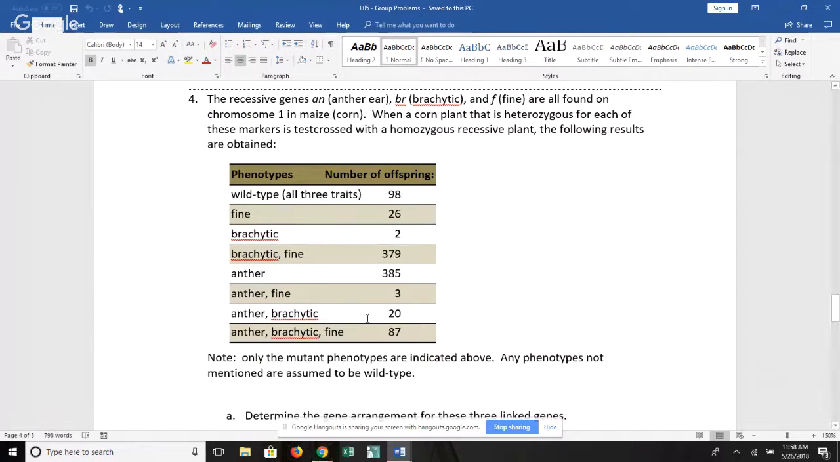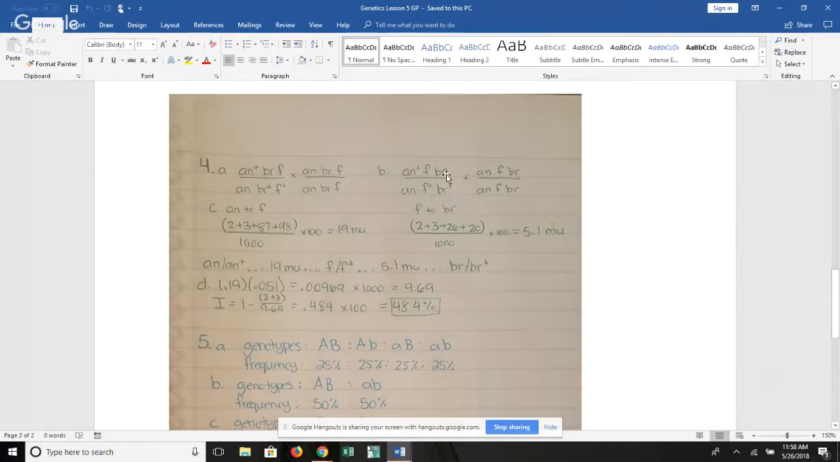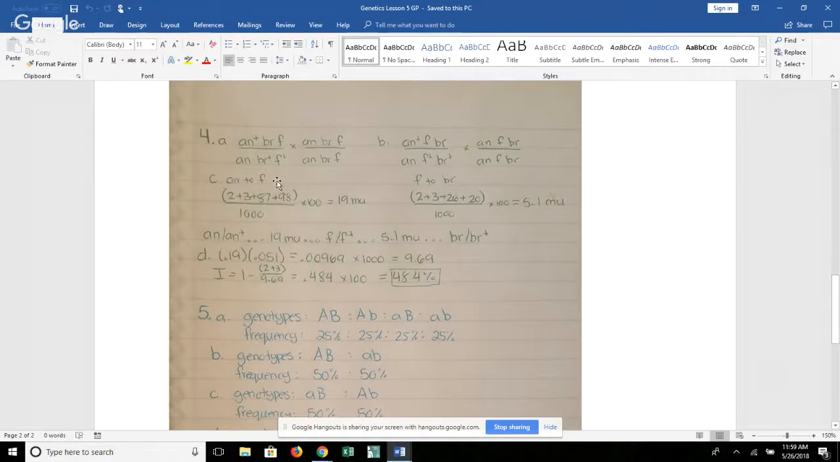And then anther, which goes with the wild type for brachytic and fine. Then I looked at the 2 least numerous, which was brachytic and anther and fine. So I could tell that the fine gene switched, so that would be in the middle. It'd be like anther, fine, brachytic, in that order. But we'd have the wild type for anther with 2 recessive, and anther with the 2 wild type for fine and brachytic.